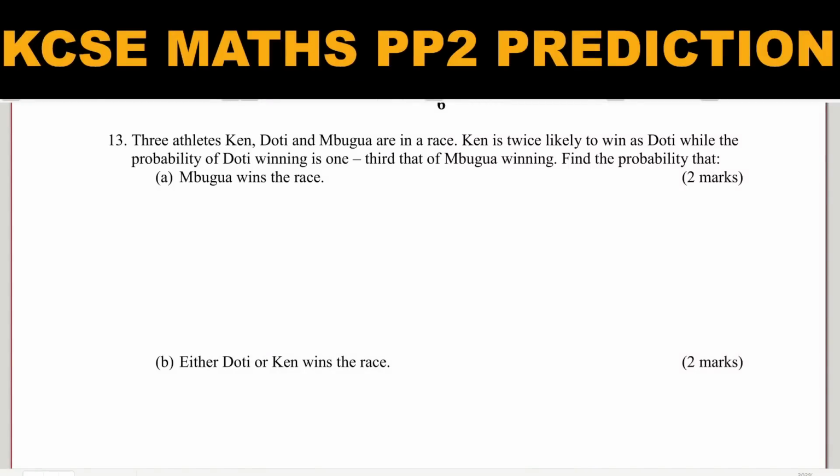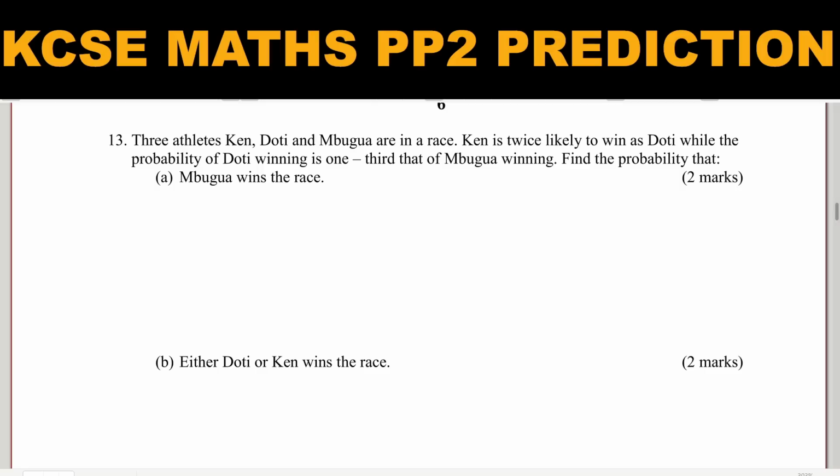Three athletes, Ken, Dottie, and Mbogwa, are in a race. Ken is twice as likely to win as Dottie, while the probability of Dottie winning is 1/3 that of Mbogwa winning. Find the probability that A, Mbogwa wins the race, B, either Dottie or Ken wins the race. So let's go to the first question, probability that Mbogwa wins the race.